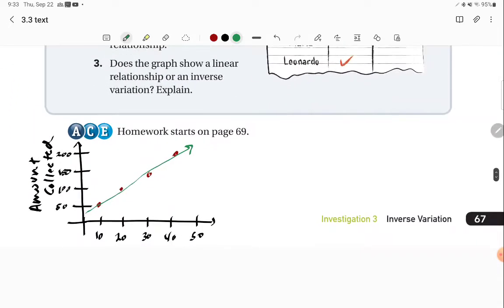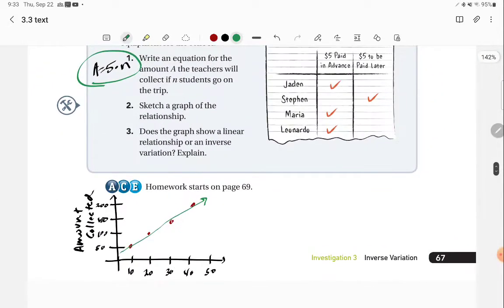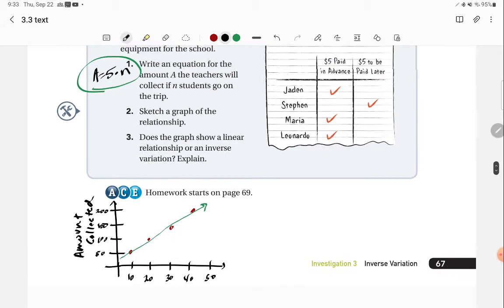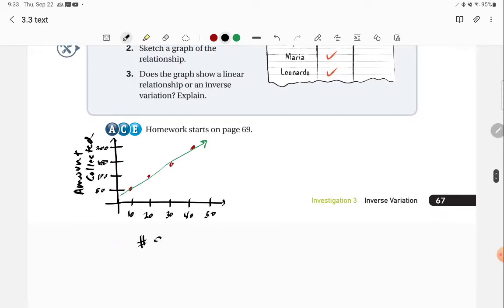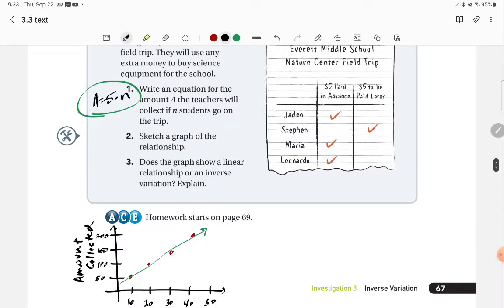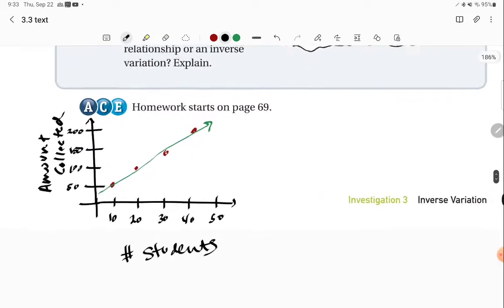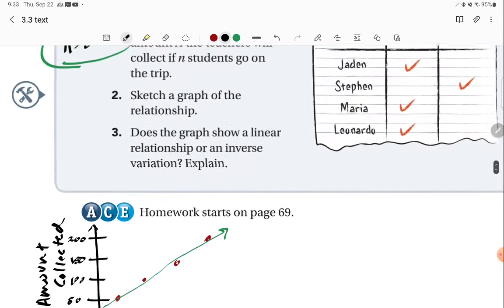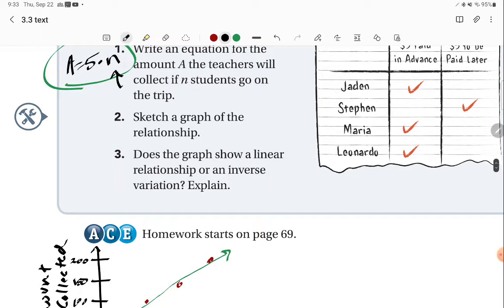Number two, if we sketch a graph, again, you have to think about what your axes are going to be. The bottom right here, so the amount collected is your A, and this is the number of students. That is your independent variable. That is independent to the amount that's going to be collected. And so when we sketch it here, we see the red dots are those points on the graph. If 10 students go, it's going to be $50 collected. 20 students go, it's going to be $100.